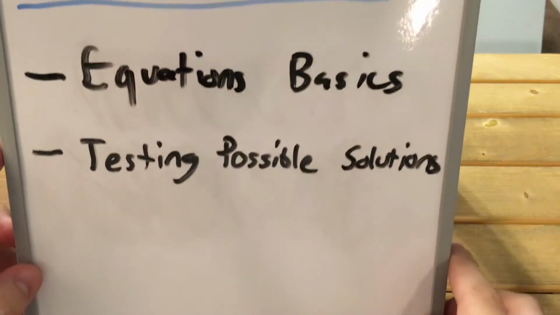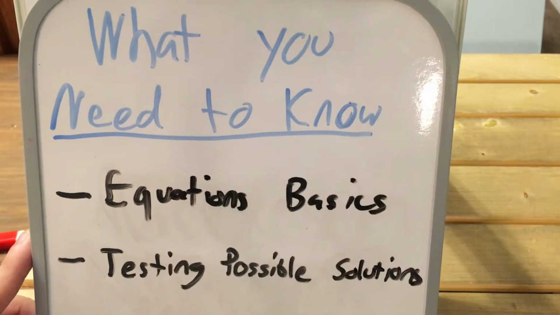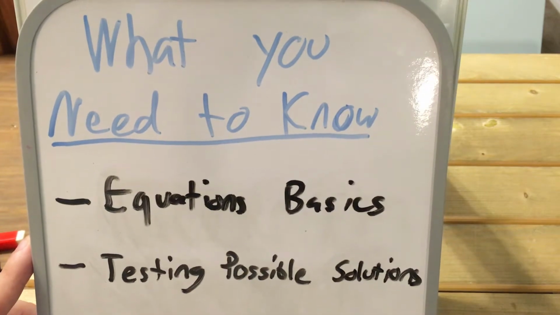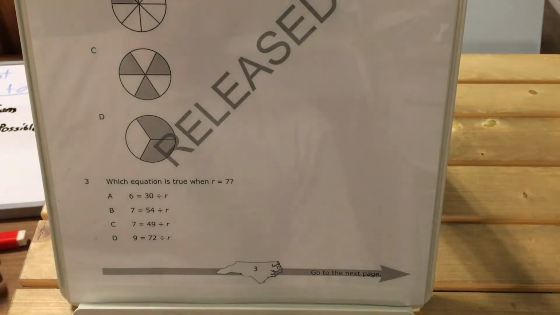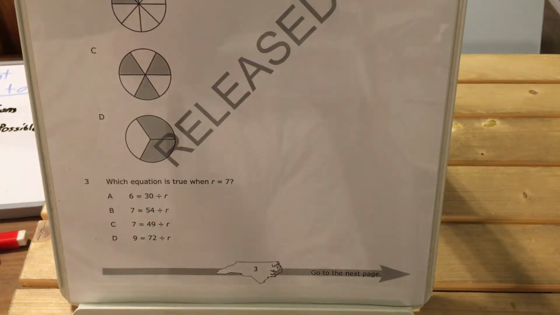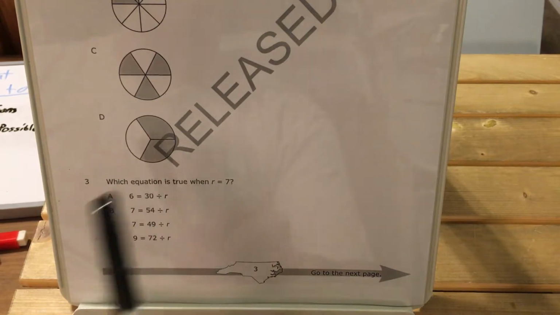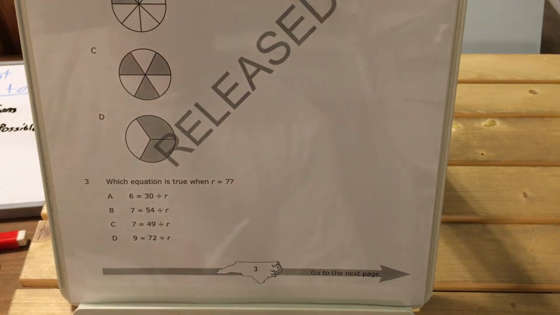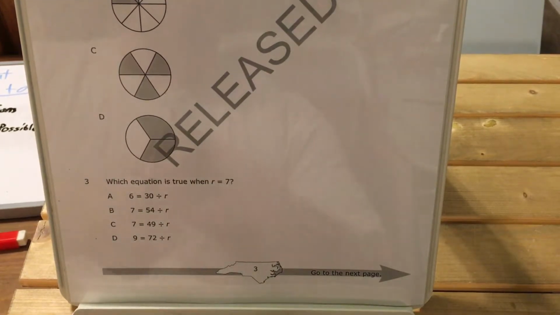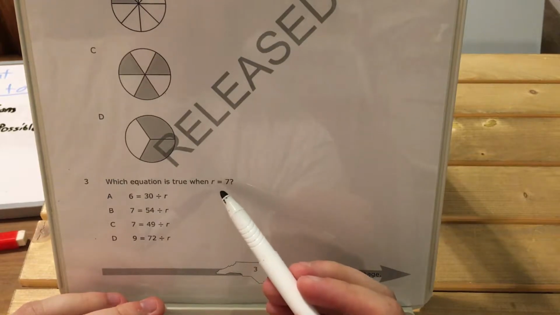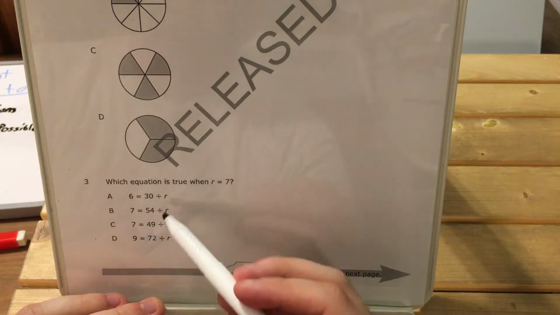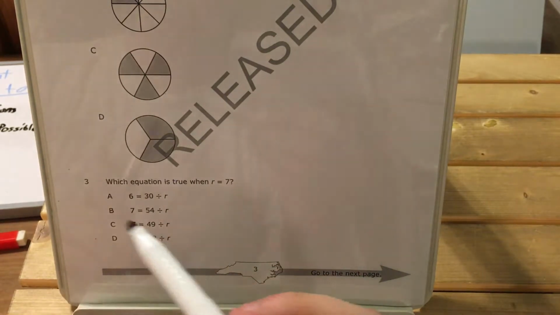So with that in mind, in order to do really well on a question like this, you're going to need to know the basics of equations as well as how to test a possible solution. So here's a quick overview of that. The idea of an equation is that we don't know something and we're trying to figure it out. And one way we can figure it out is by taking a number and testing it. And the way we're going to test that is I'll just go ahead and start demonstrating it with each of these answer choices. Since it says r equals 7, we're just going to go ahead and see which of these equations, when we plug 7 in and write it instead of r, is going to end up being true.